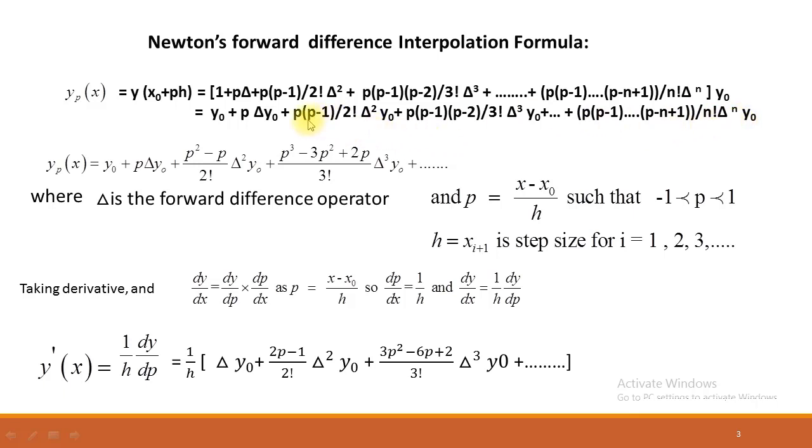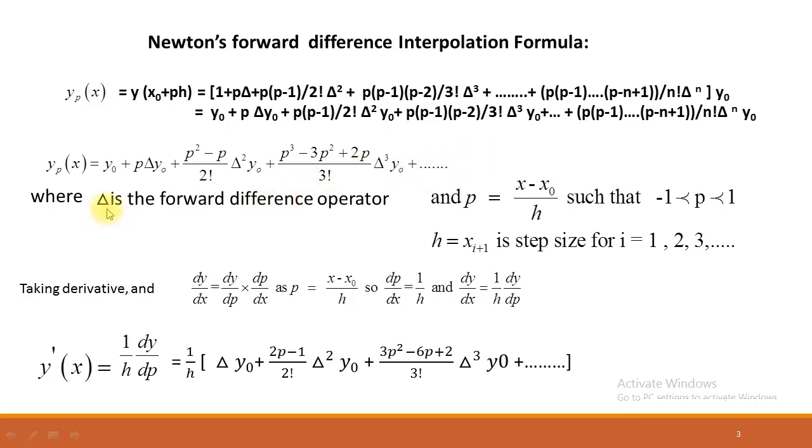And if we multiply these two terms and these three terms, we get another form of this polynomial: yp of x is equal to y0 plus p delta y0 plus p square minus p divided by 2 factorial delta square y0. Multiplying these two expressions, p into p is p square, and p into minus 1 is minus p. And if we multiply these three terms, we get p cube minus 3p square plus 2p divided by 3 factorial delta cube y0 and so on.